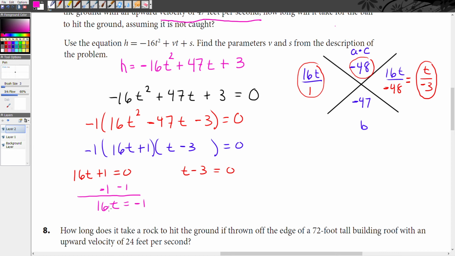Therefore, if you see this answer, I'm going to end up doing negative 1 divided by 16. That's going to give me a negative answer, so I know that this answer is not going to make sense. So I'm going to stop working this side out.